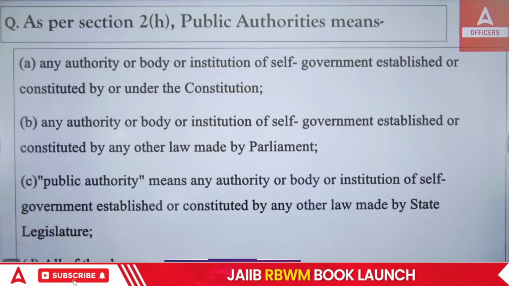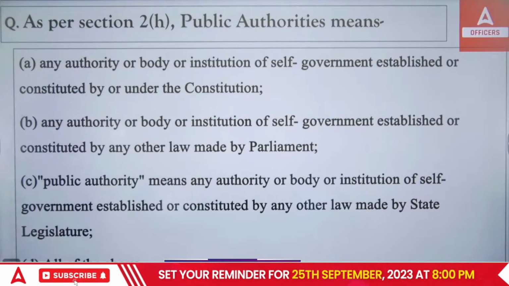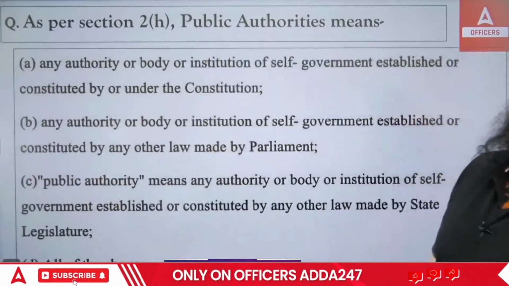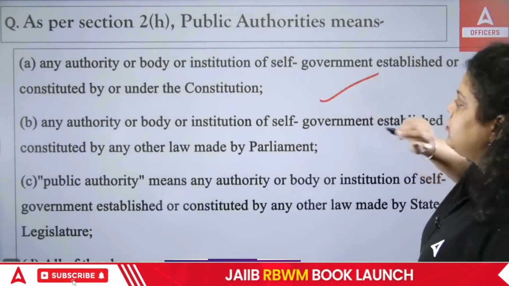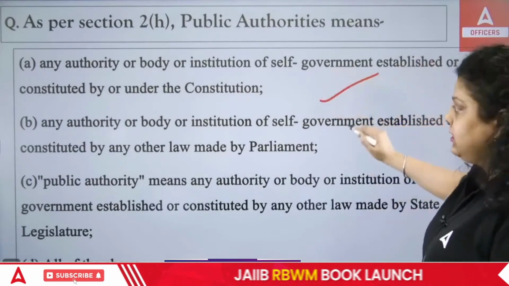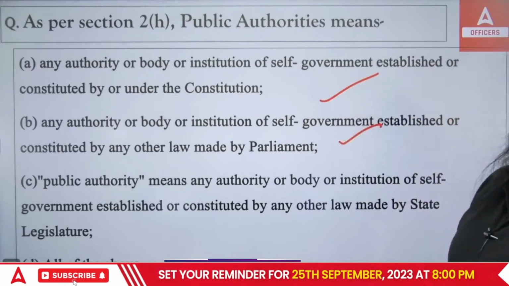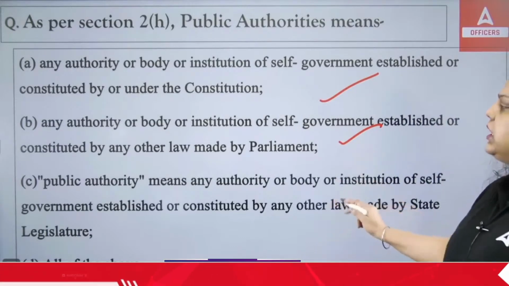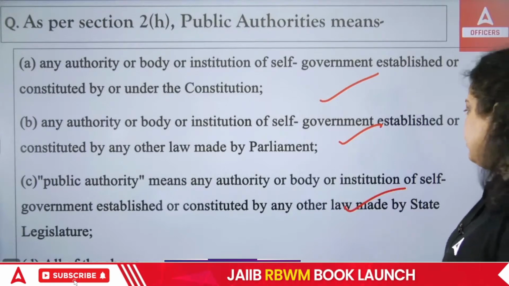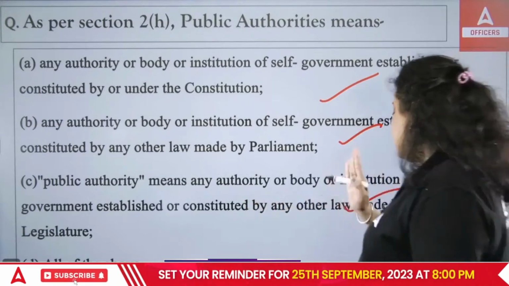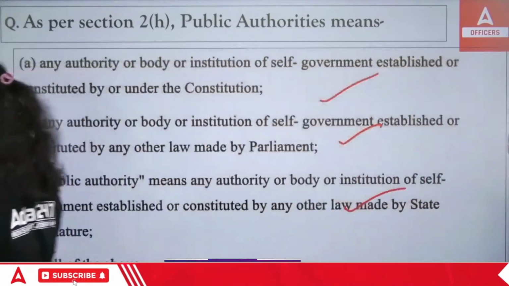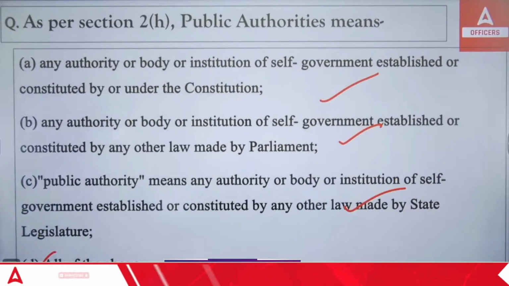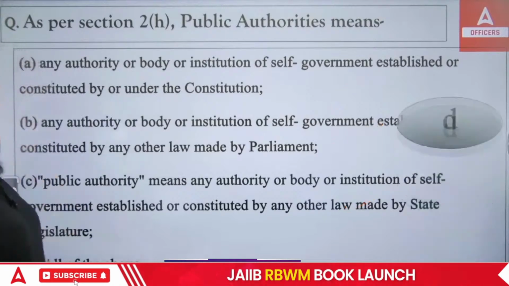So which of the following is correct about public authorities? As per section 2H, public authority means any authority or body or institution of self-government established or constituted by or under the Constitution. And the second is also true, established or constituted by any other law. Third is also correct, established or constituted by any other law made by the state legislature. It means all are correct meanings of public authority. Okay, so the right answer will be option D. What is the right answer? The right answer is option D.